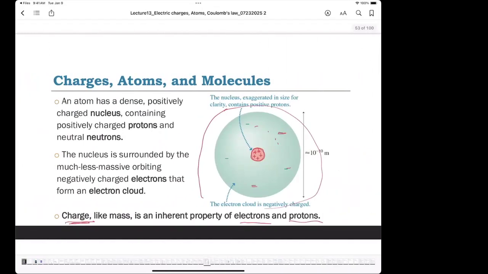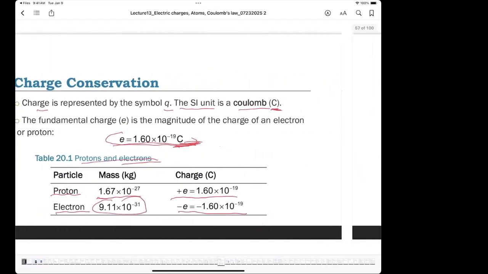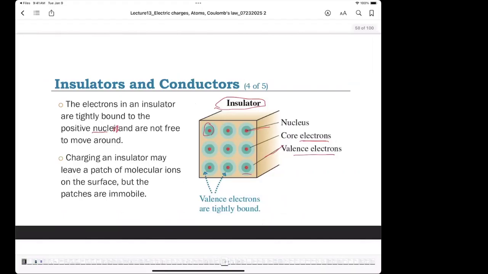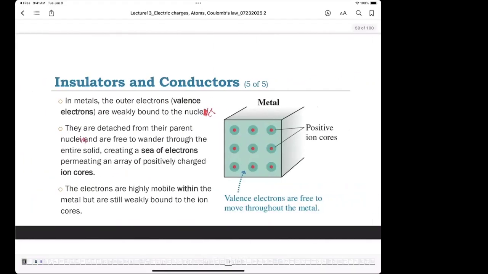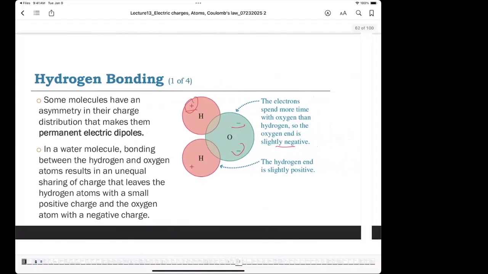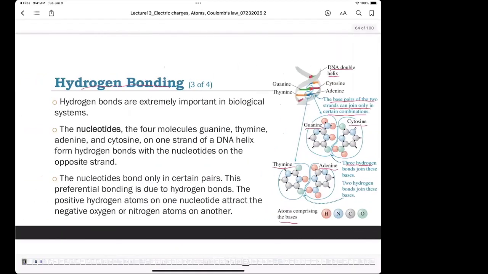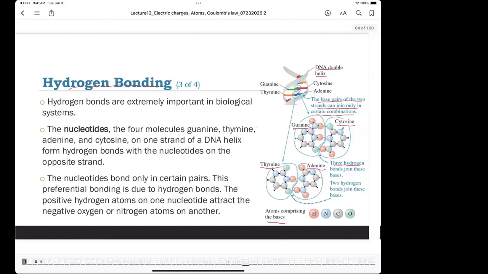This is what we talked about: atoms, charge and molecules, and some features about why insulators cannot transfer charge but conductors can. We also covered what electric dipoles are, what hydrogen bonding is, and how hydrogen bonding is important in biological systems. This is what this section covered.